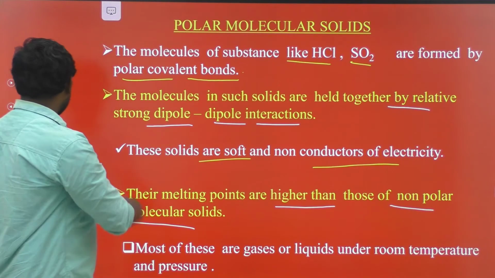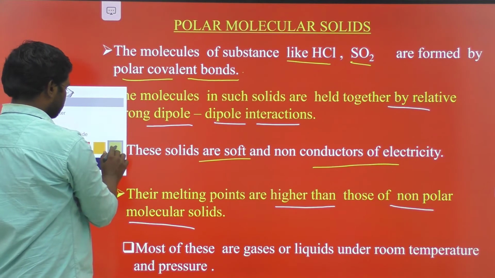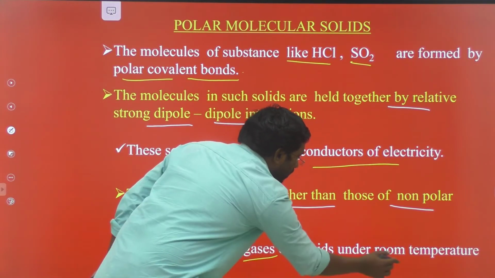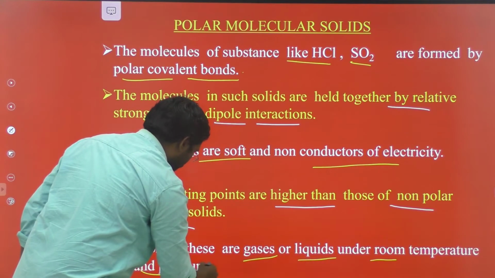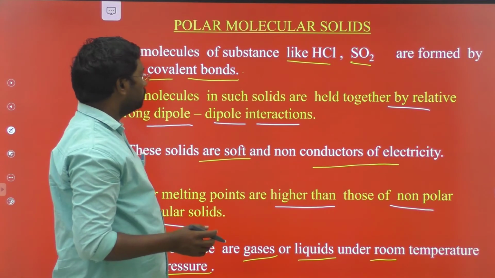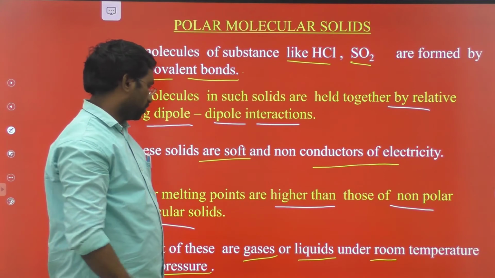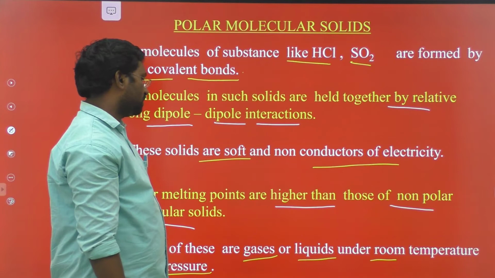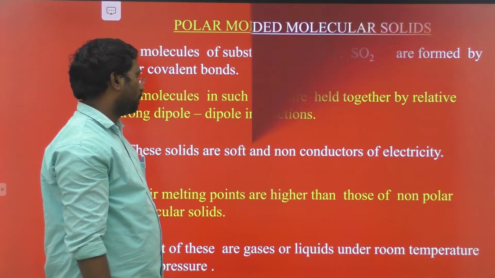Most of these are gases or liquids at room temperature and pressure. At room temperature and pressure, these polar molecular solids are present in the gaseous or liquid state.